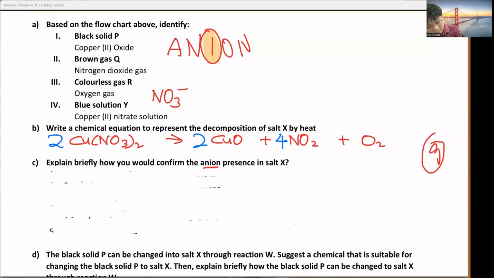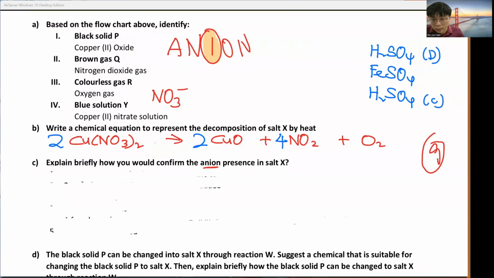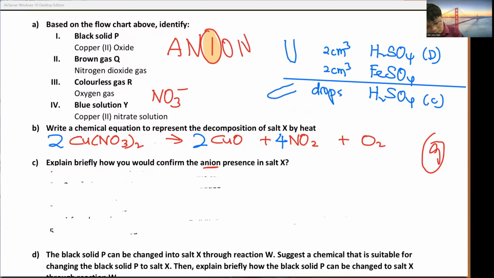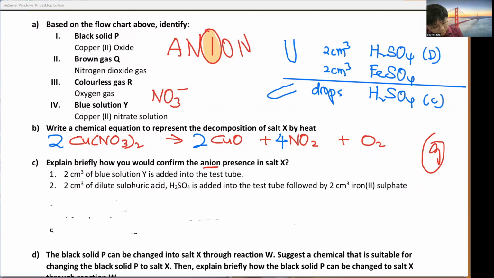You need to remember the 3 chemicals. All are SO4. This is H2SO4, dilute and concentrated. This is FeSO4. So the first one put 2 cm3, second one put 2 cm3, then shake first, then only put a few drops. Slant the test tube. First put 2 cm3 of sample inside first. Don't forget this. Then put the dilute sulfuric acid, followed by iron 2 sulfate solution.